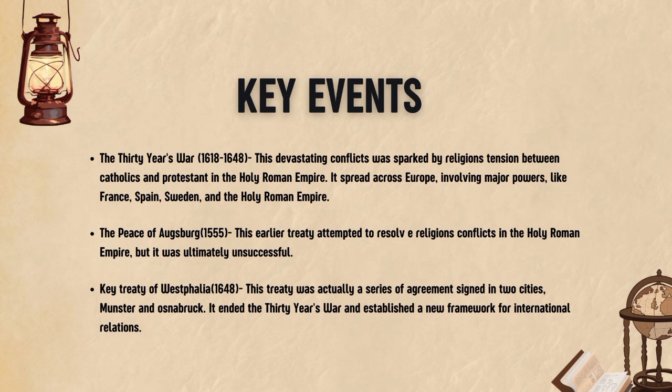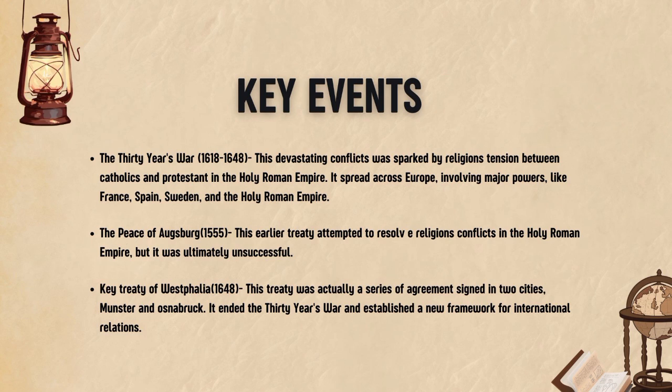So the key events of Westphalia. The 30 Years' War, 1618 to 1648, this devastating conflict was sparked by religious tension between the Catholics and Protestants in the Holy Roman Empire. It spread across Europe, involving major powers like France, Spain, Sweden, and the Holy Roman Empire.